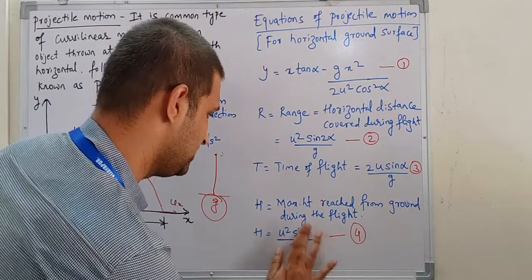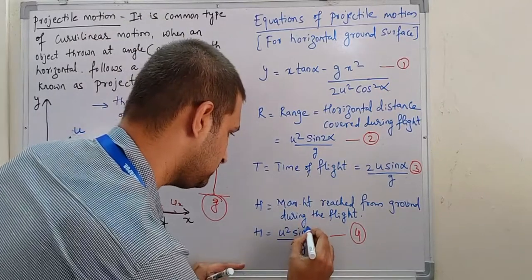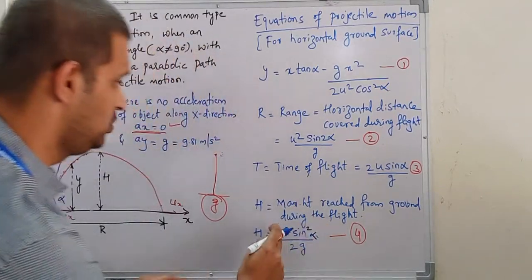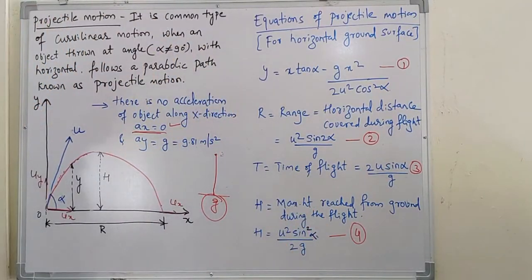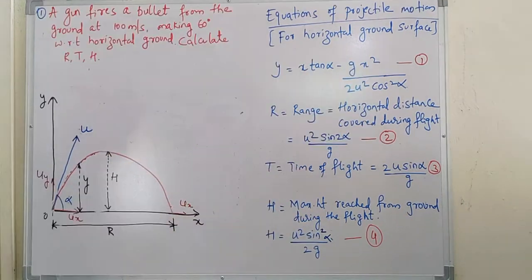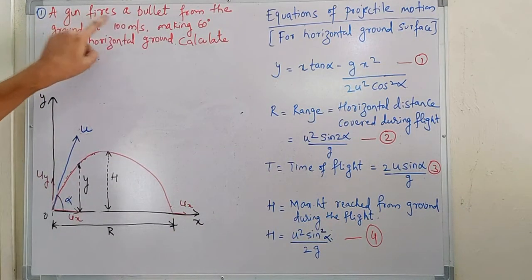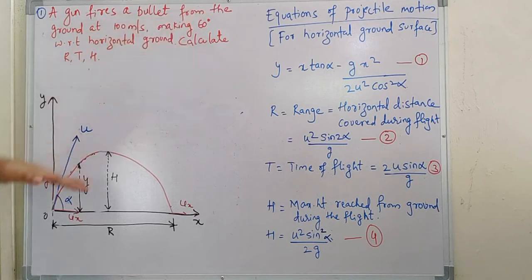Now this has to be clear: u square sine square alpha divided by 2g. Hope these expressions are clear. So I'll read the problem. A gun fires a bullet from the ground.